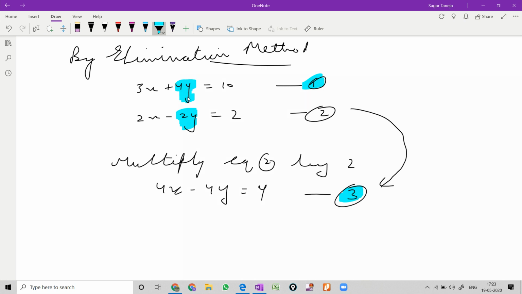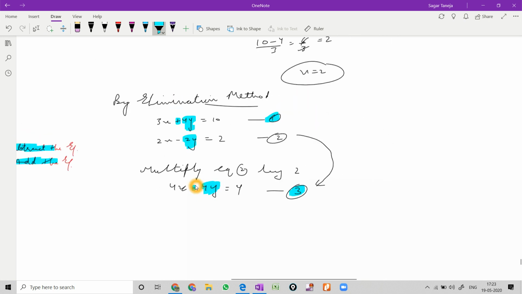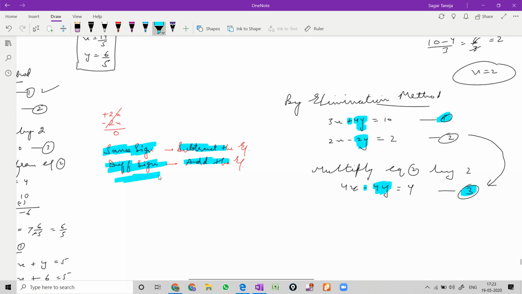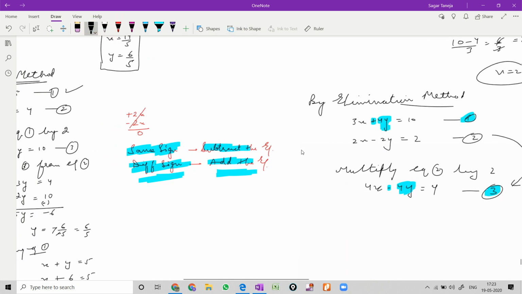The coefficient of y here is also 4 and the coefficient of y here is also 4. If you have made the coefficients the same, then in the second step, what I have told you, you have to look for the sign. Here the sign is plus, here the sign is minus, and what I have told you is, if the signs are different, then we have to add. Here it is plus and here it is minus. The signs are different in both the equations, so we have to add if signs are different.